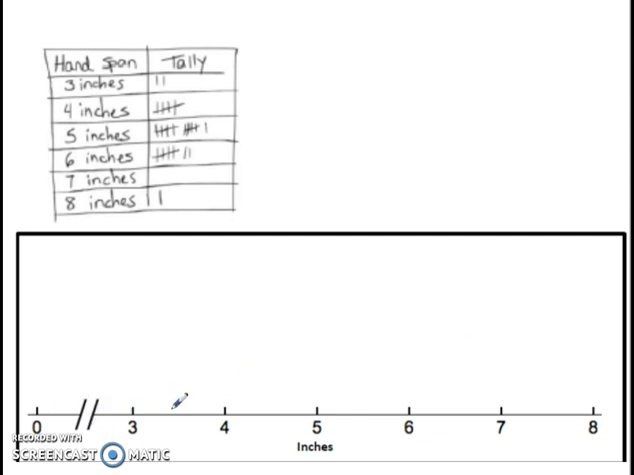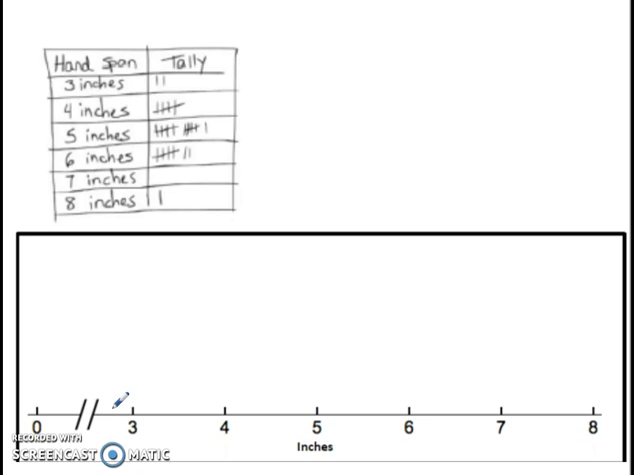A line plot, if you look, has a number line on the bottom. You'll also notice that although the number line starts at 0, it stops and has 2 slashes, skips a couple numbers, and then goes from 3 to 8. We use the slashes to show that some numbers have been skipped.